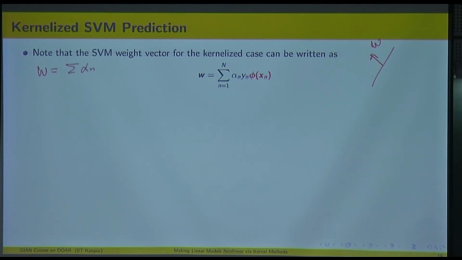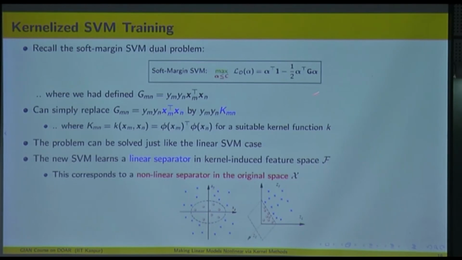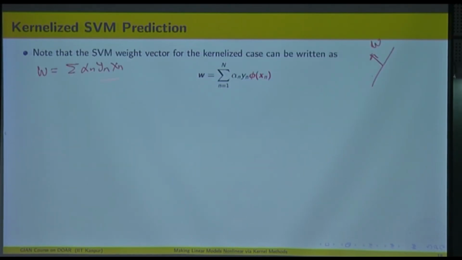It's alpha n times yn times xn. So the weight vector of an SVM looks like a linear combination of all the n inputs, where each input has an importance weight alpha, which is nothing but the solution of the SVM objective problem. The alpha vector that I'm optimizing over in the SVM objective function has an alpha n for every training input, and that alpha n is actually used in the final solution. So the SVM solution looks like this.